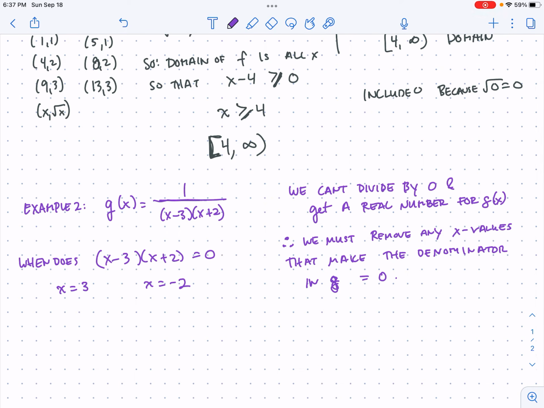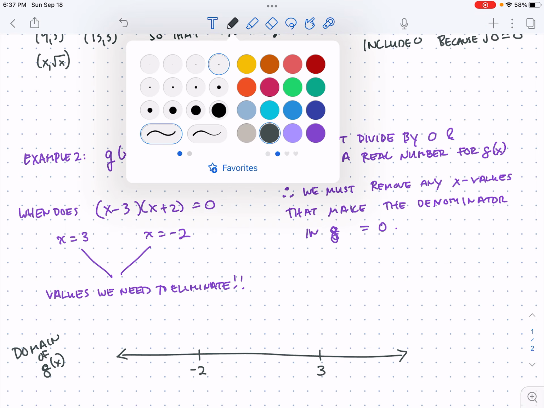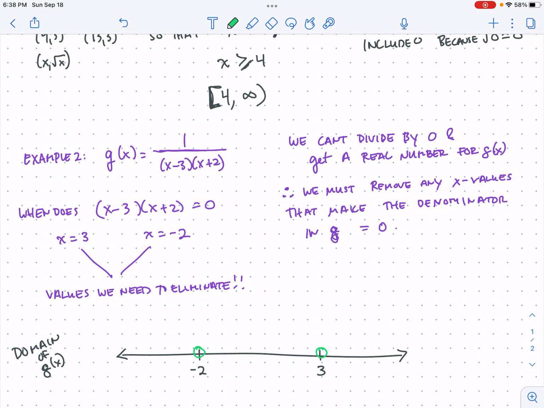Now, these are danger values, right? These are values we have to eliminate. So in other words, if we were to draw a picture of the domain of g, we can just draw it in one dimension, one axis here, because we know the domain is just x values, and we've got negative 2 over here and positive 3 here. So this is the domain of g on a number line. And we know that we have to throw out this value, negative 2, and this value, 3. But the domain is everything else. Those are the only two values that cause us a problem.